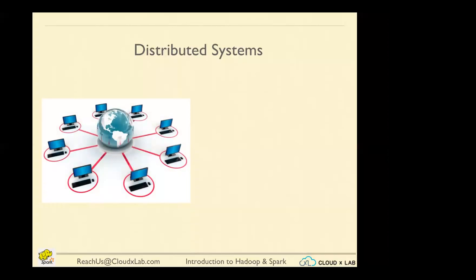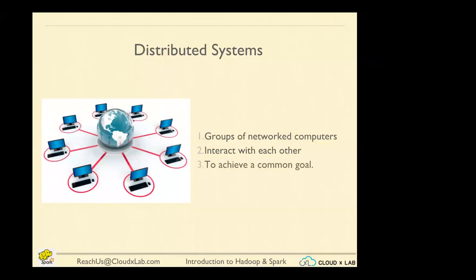All right. So the other term that you will hear again and again is distributed systems or distributed computing. What is distributed computing? In simple words, groups of networked computers interacting with each other to achieve a common goal. Meaning, we took many computers and connected them in a network, then instead of only one computer doing everything, the work is divided amongst them. This is called a distributed system. The important part is to achieve a common goal.